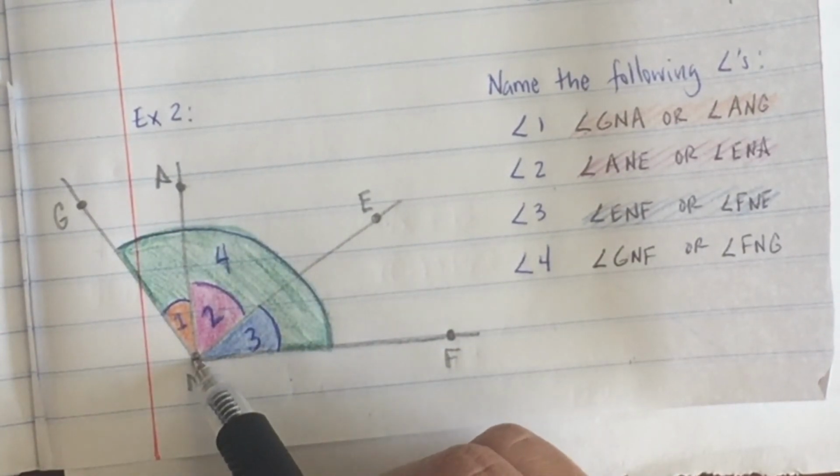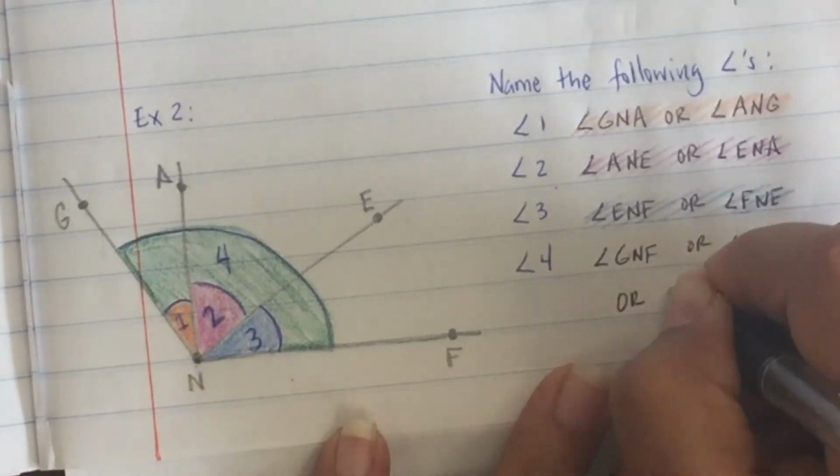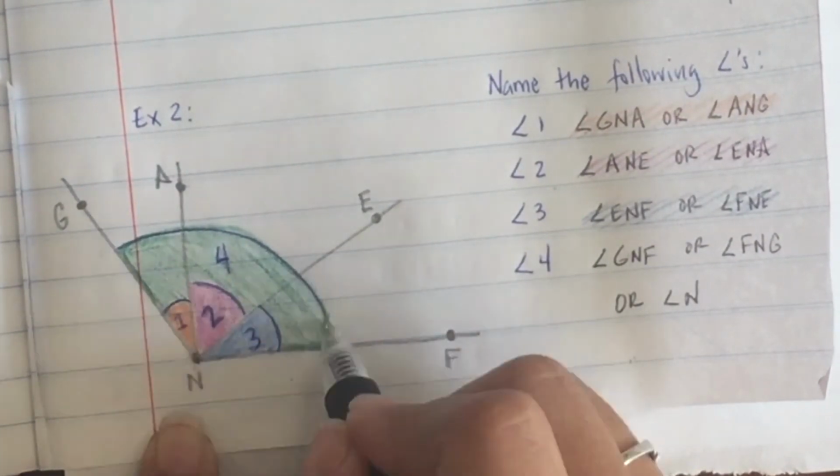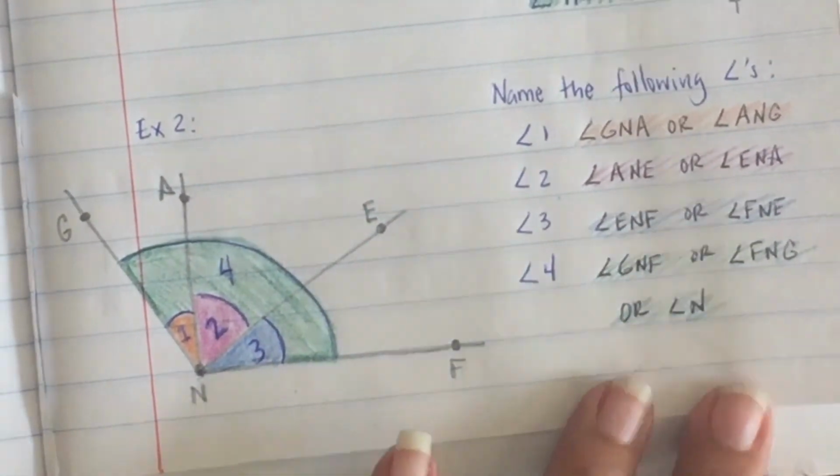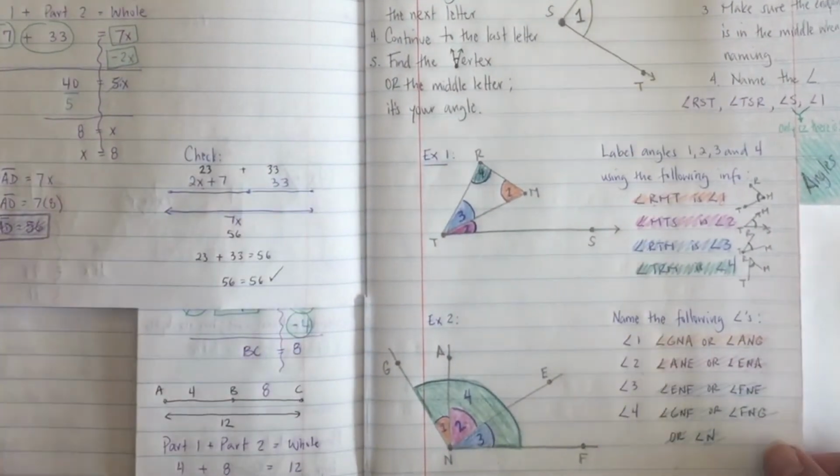Now that one's special because we can actually name that angle just N, because it's the whole thing. You cannot call angle 1 or angle 2 or angle 3 N because N is the entire thing. And that's pretty much it. That's an introduction to angles. Let's practice.